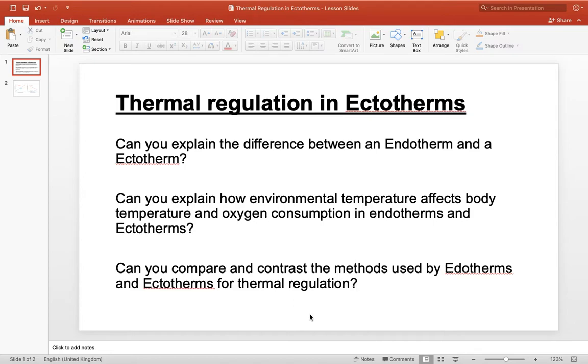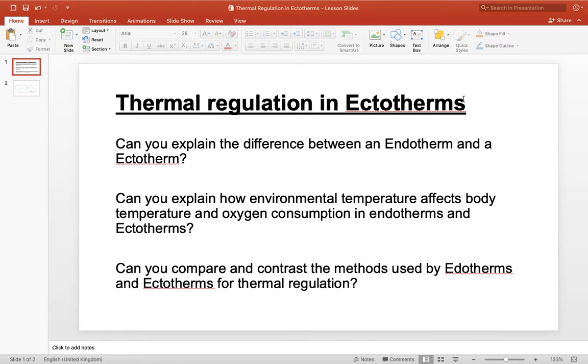In previous lessons we've looked at homeostasis principles and thermal regulation in mammals. Today we're going to be looking at thermal regulation in ectotherms. By the end of this lesson you should be able to explain the difference between an endotherm and an ectotherm. You should be able to explain how environmental temperature affects body temperature and oxygen consumption in endotherms and ectotherms, and you should be able to compare and contrast the methods used by endotherms and ectotherms for thermal regulation.